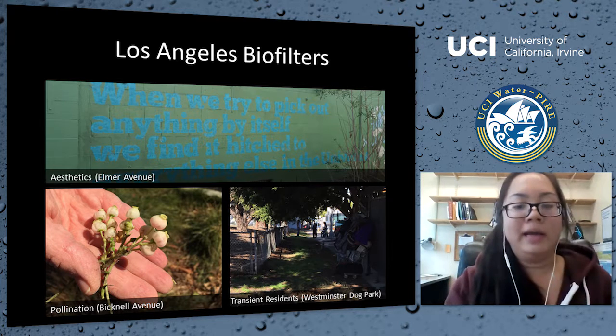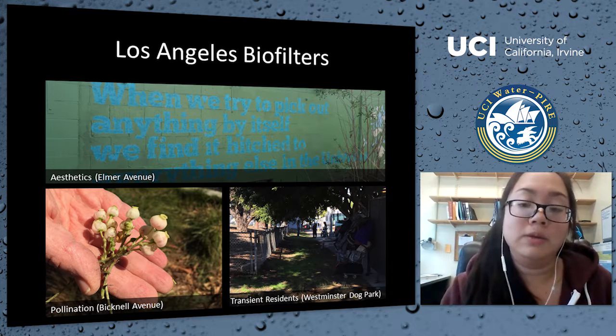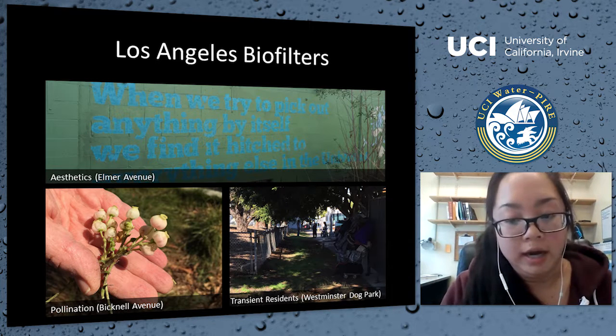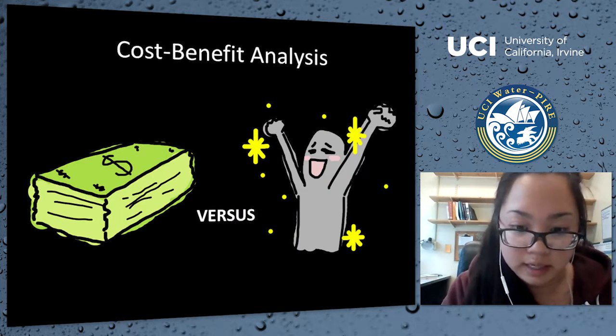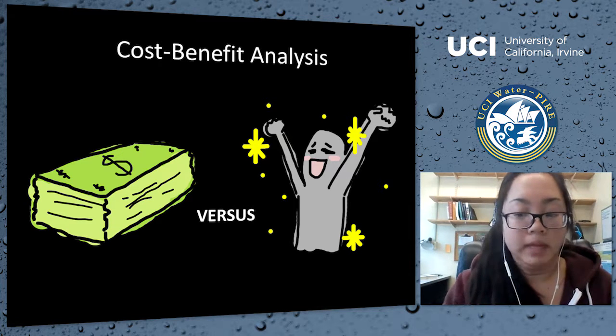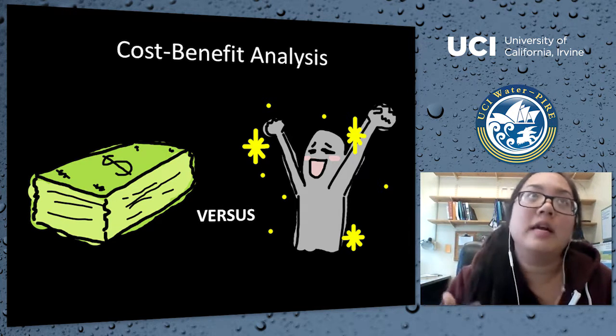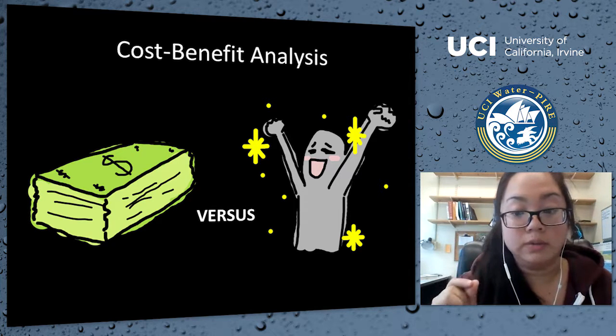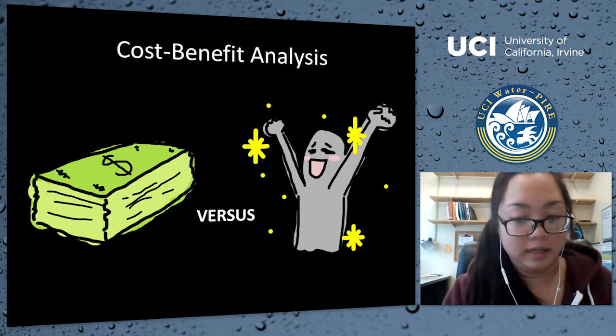So why would we want to use this kind of approach to look at biofilters? Next slide 14, it would be because as we use ecosystem services, we can start to put a value on these things and use cost-benefit analyses.